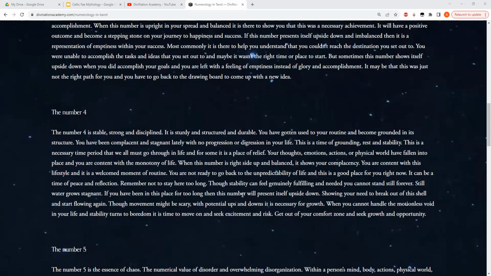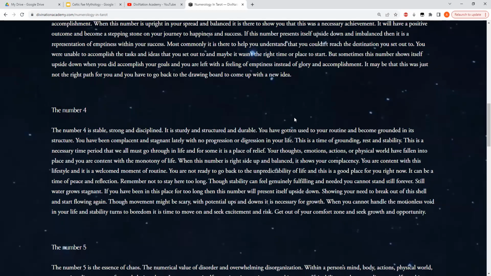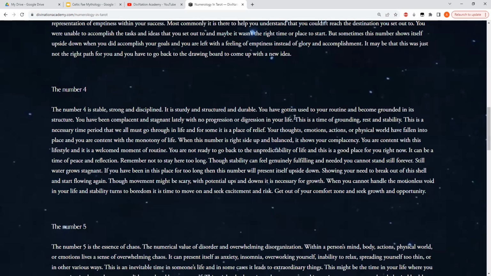So remember that the 4, like everything we've said so far, is your stability and your routine. But if you do stay in the 4 forever and you never have any progression or digression in any aspect of your entire life, then things can get stagnant and you end up seeking out the next number.